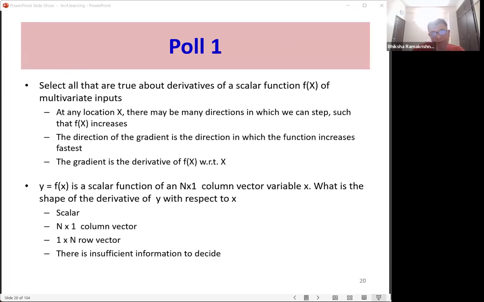So here is our first poll. And let me release the poll. Can you see the poll?